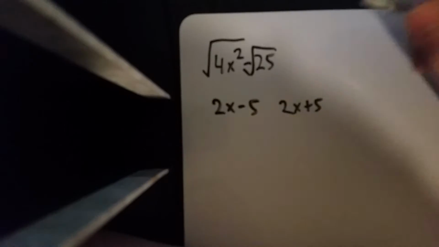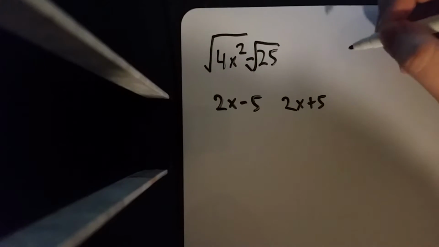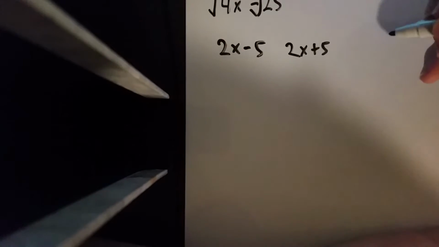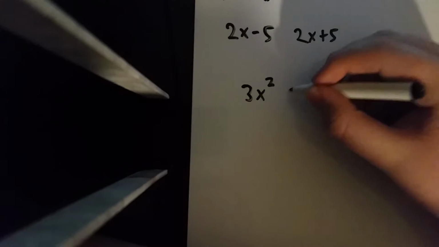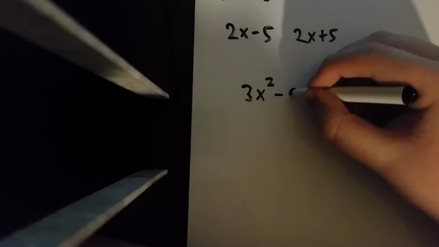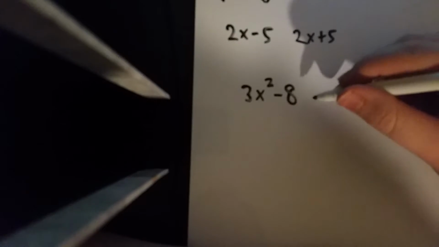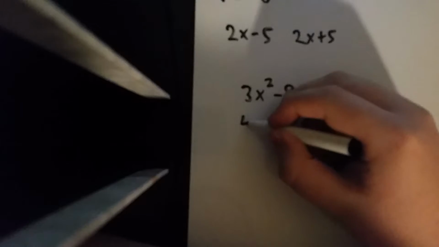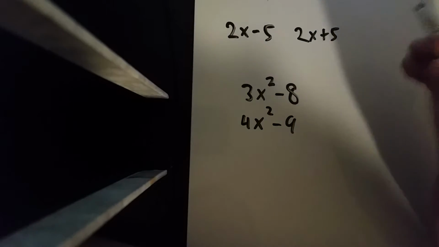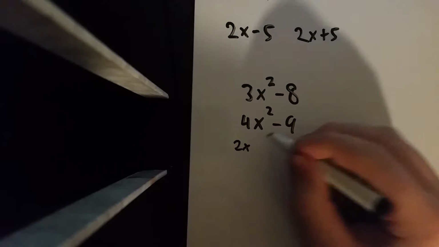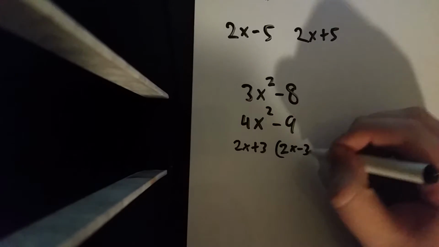Now this only works if every single number in the quadratic is a square. So for instance, 3x squared minus 8 wouldn't work because those aren't squares, but 4x squared minus 9 would work. It'd be 2x plus 3, 2x minus 3.